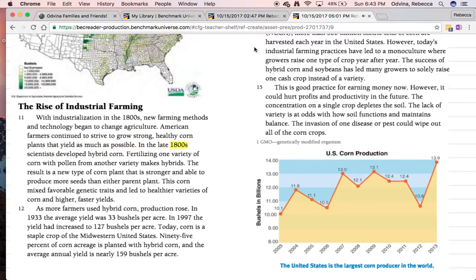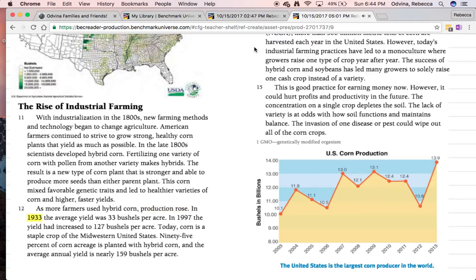In the late 1800s, scientists developed hybrid corn. Fertilizing one variety of corn with pollen from another variety makes hybrids. The result is a new type of corn plant that is stronger and able to produce more seeds than either parent plant. This corn mixed favorable genetic traits and led to healthier varieties of corn and higher, faster yields. As more farmers used hybrid corn, production rose.